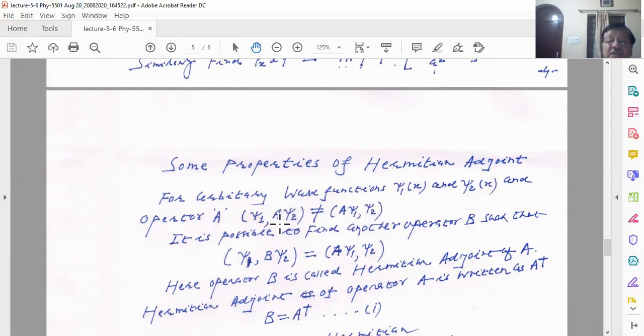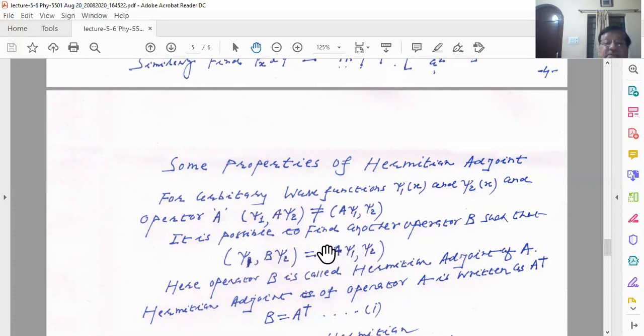If A would have been a Hermitian operator, then the scalar product of psi 1 with A psi 2 will always be equal to the scalar product of A psi 1 with psi 2, that we have discussed. So if A is an ordinary operator, not Hermitian, then you have a not equal to sign. But there is a possibility that you have another operator B such that the scalar product of psi 1 with B psi 2 gives the scalar product of A psi 1 with psi 2, right?